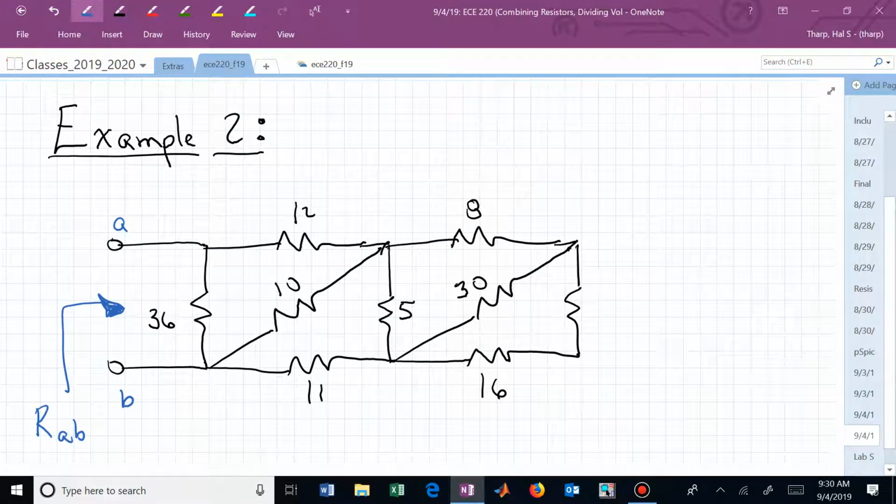Example 2. What's the resistance looking into terminals AB from that interconnected mess of resistors? Can we find it? Essentially, what we're trying to do is work from right to left to collapse that network down to something that looks like a single resistor. And I would like to argue that based on what you've learned today, we can accomplish that goal. Yes?